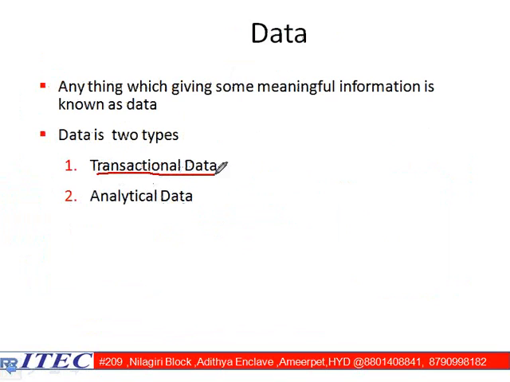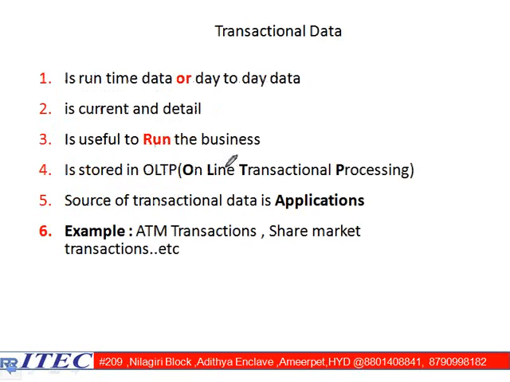Okay. Now, if people understand, anything which gives meaningful information is known as data. And data is divided into two types. Number one is called transactional data. Let us go for more details about transactional data. The first point is runtime data. What is the meaning of runtime data?